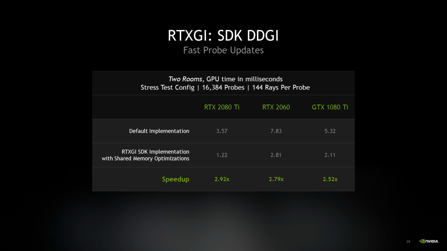If we zoom in on the probe update step, the SDK's compute shader code is about 2.5 to 3 times faster across these GPUs compared to the original implementation. This is accomplished by cooperatively performing computation and texture loads in thread groups and storing the results in GPU shared memory for fast access later.